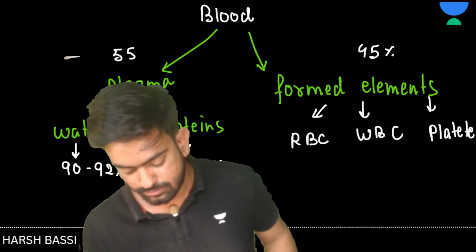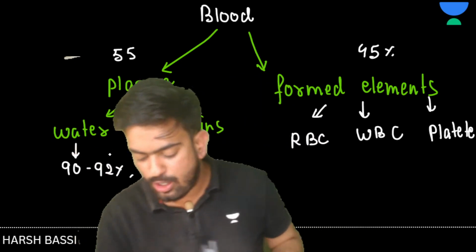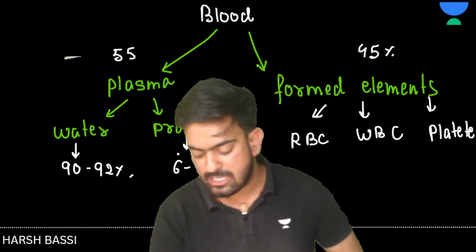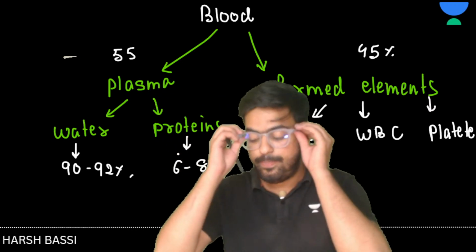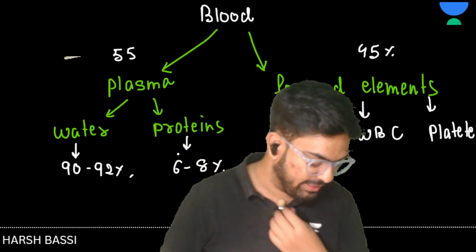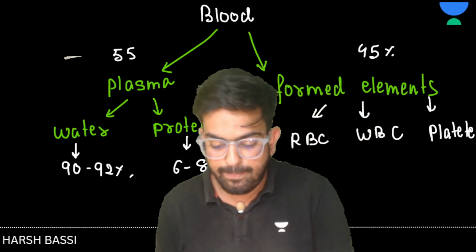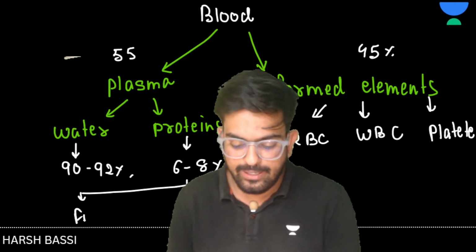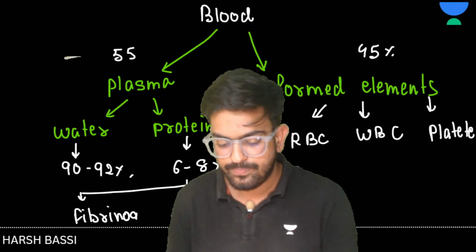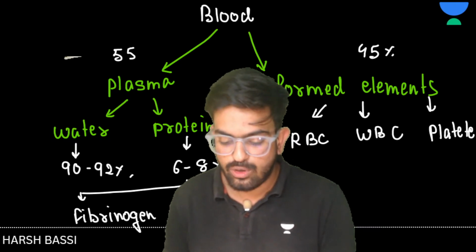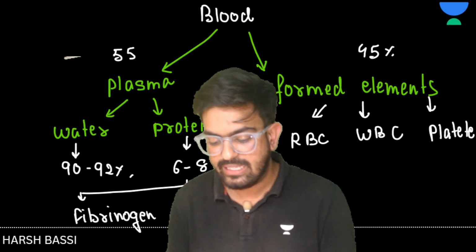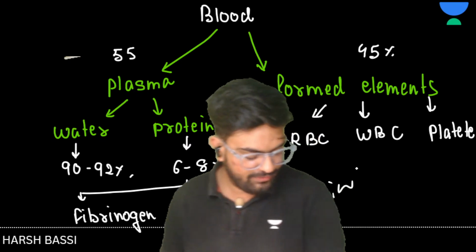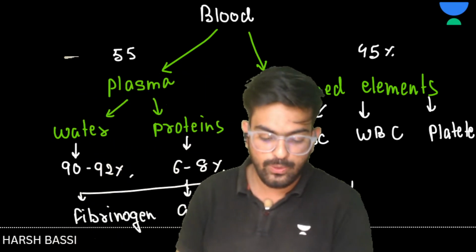Okay, chalo. Great. Now see here, the proteins in plasma are what? Fibrinogen, globulin protein, and albumin protein. So 3 types of proteins are present in plasma: fibrinogen, then globulin, and then albumin. Clear to everyone? Any doubts anywhere? Let me know in the comment section.